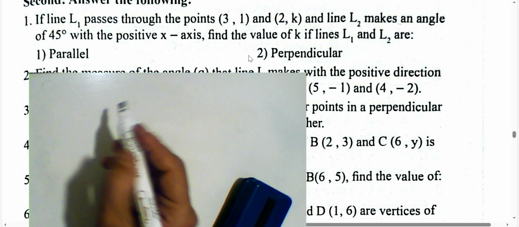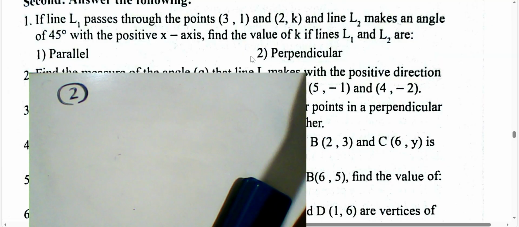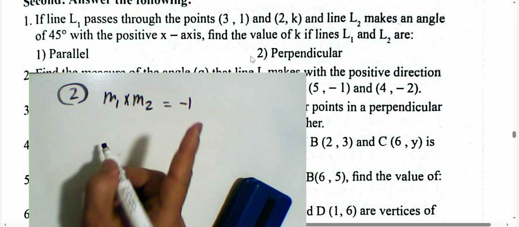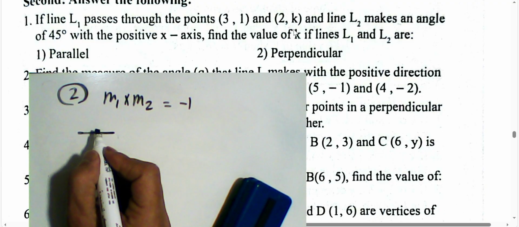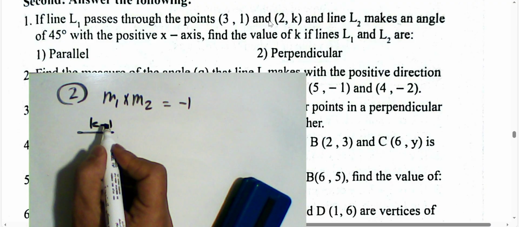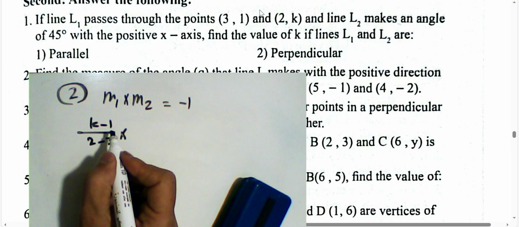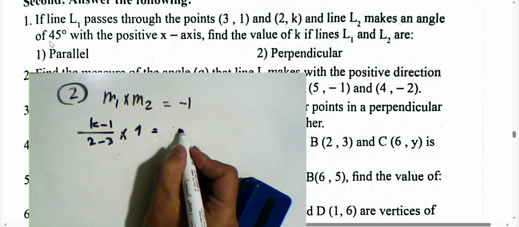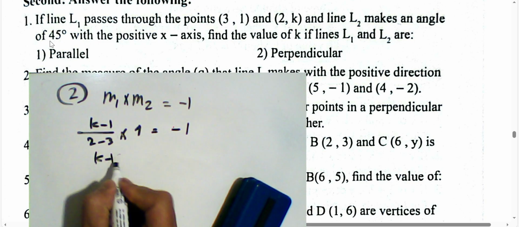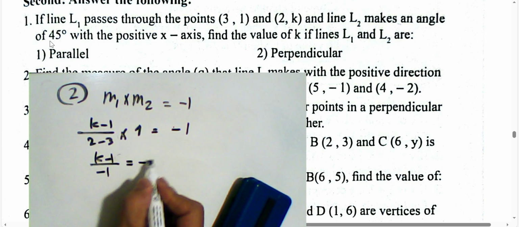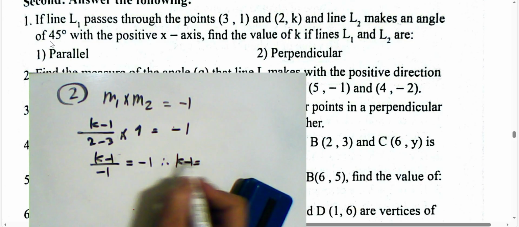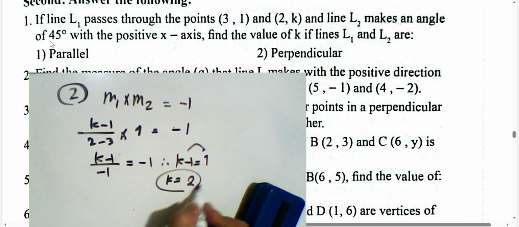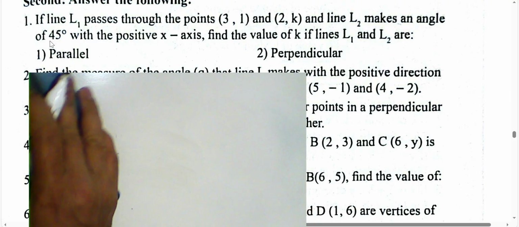That's the first condition. The second condition here is perpendicular. Perpendicular means slope 1 times slope 2 equals negative 1. Slope 1 is, look at here, k minus 1 over 2 minus 3, multiplied by slope 2, which is tan 45, that is 1. The product equals negative 1. Then k minus 1 over negative 1 equals negative 1. Then k minus 1 equals negative 1 times negative 1, which is 1. Then the value of k equals 1 plus 1, which is 2. This is the second condition.